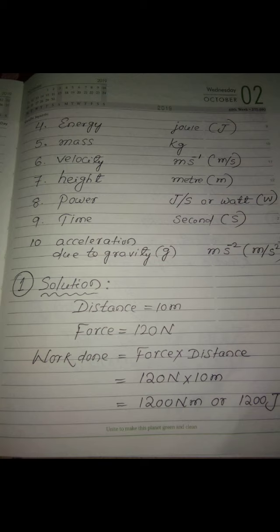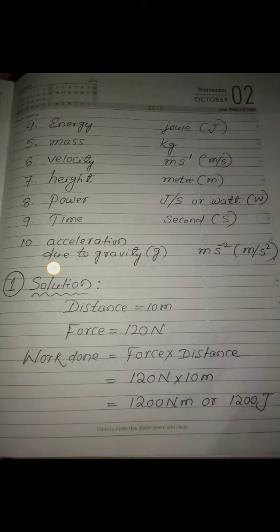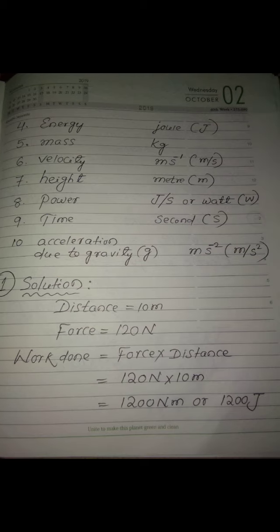Mass, the SI unit is kilogram. Velocity, the SI unit is meter per second. Height, length, breadth, all SI unit is meter. Power, the SI unit is joule per second, or you can say watt. Time, the SI unit is seconds. Acceleration due to gravity, the small g, whose value is 9.8 meter per second square. Its unit is meter per second square.